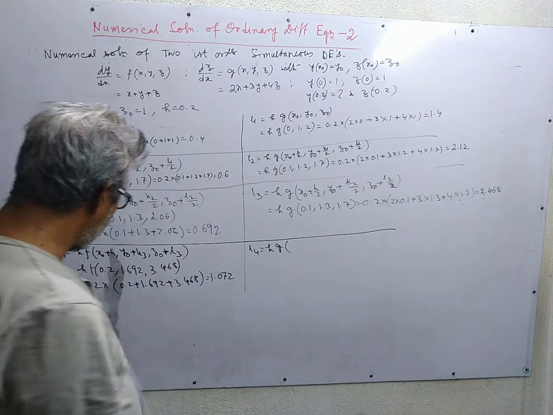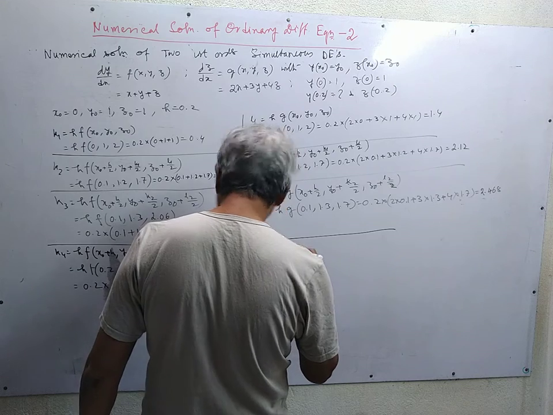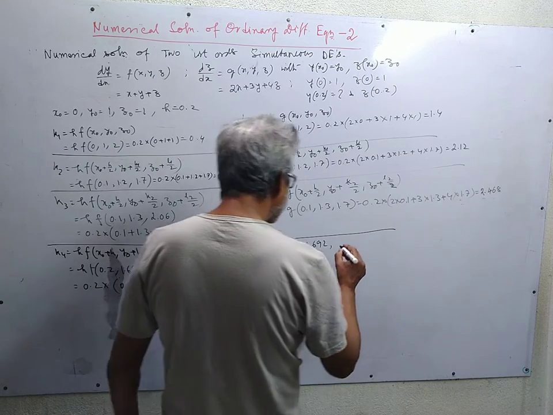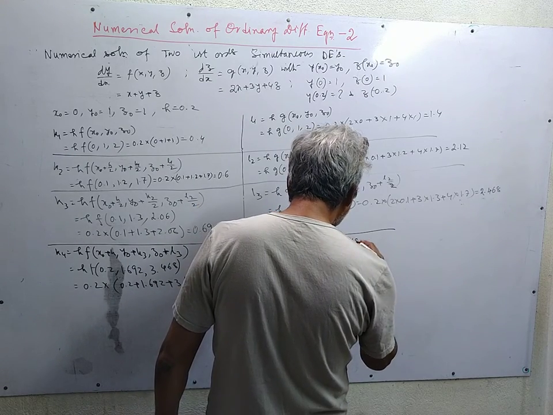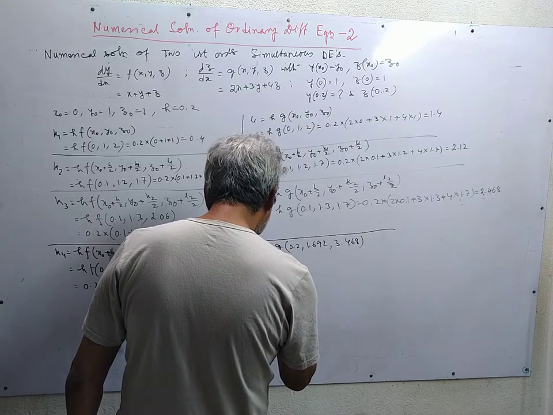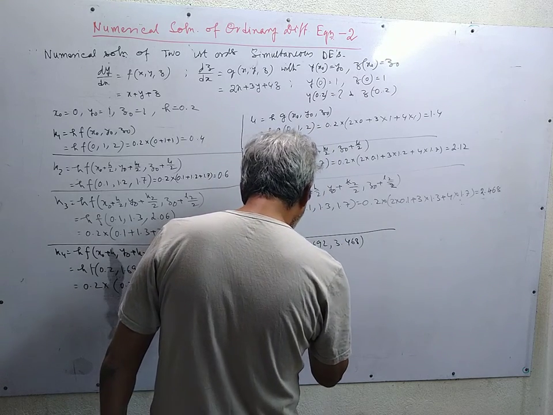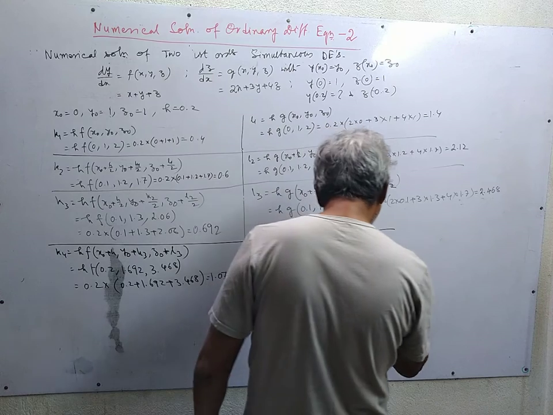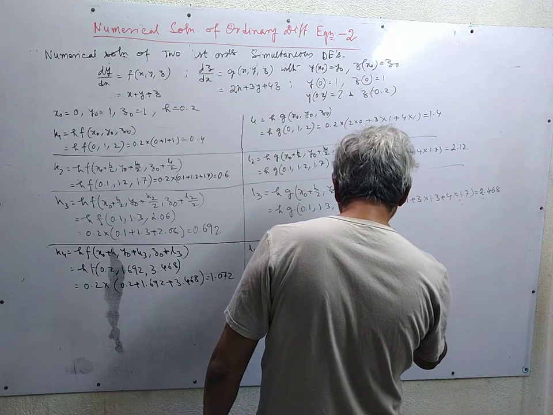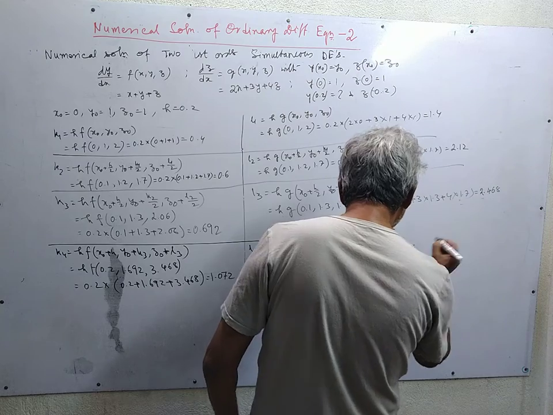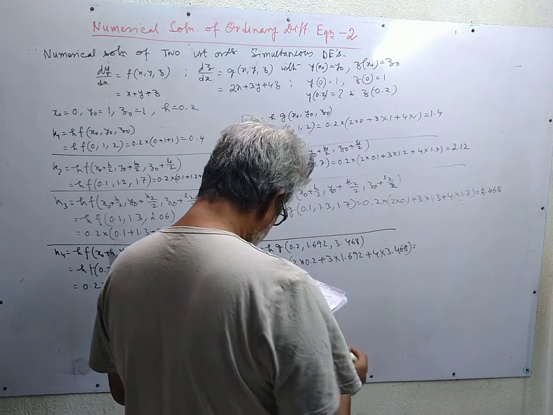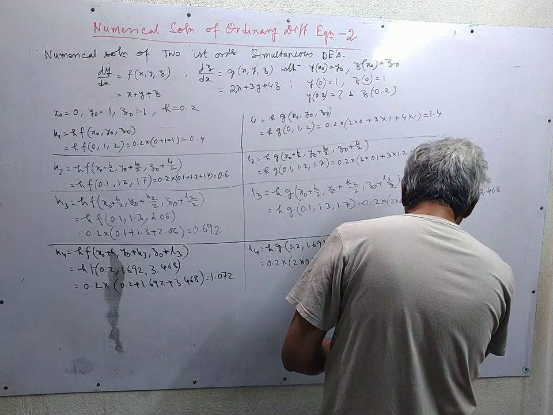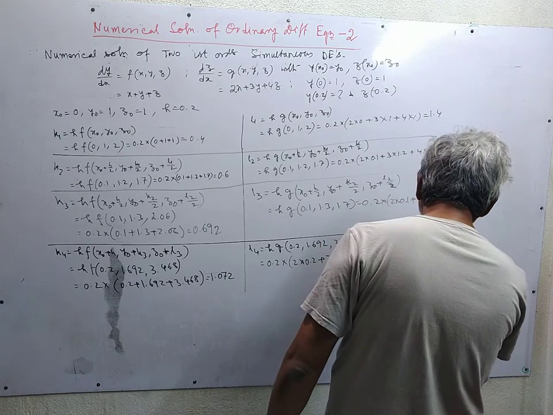The same argument, so we write it G at 0.2, 1.692 and 3.468. So this is 0.2 multiplied by 3 multiplied by 1.692 plus 4 multiplied by 3.468, which is 3.8696.